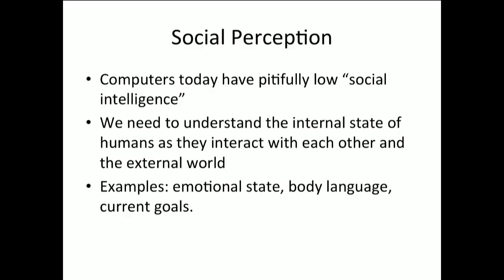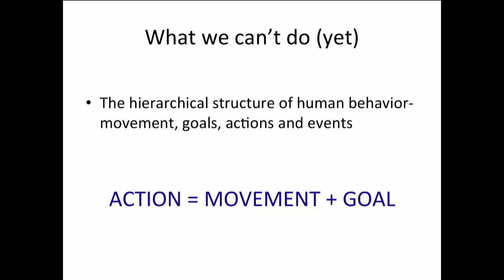If you're at a dining table and you see somebody reaching towards something, you know, okay, maybe what they need you to do is to pass the salt to them. That requires us to infer that that person wants to have the salt from their actions. So this is what we need if we want to have computers and humans working together. And we can't do this yet because we do not have good computer vision techniques for understanding the hierarchical structure of human behavior: movement, goals, actions, events.